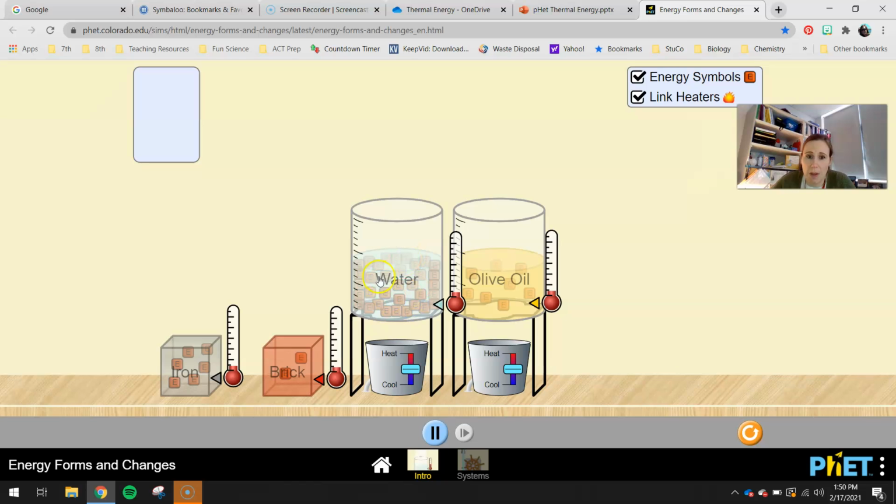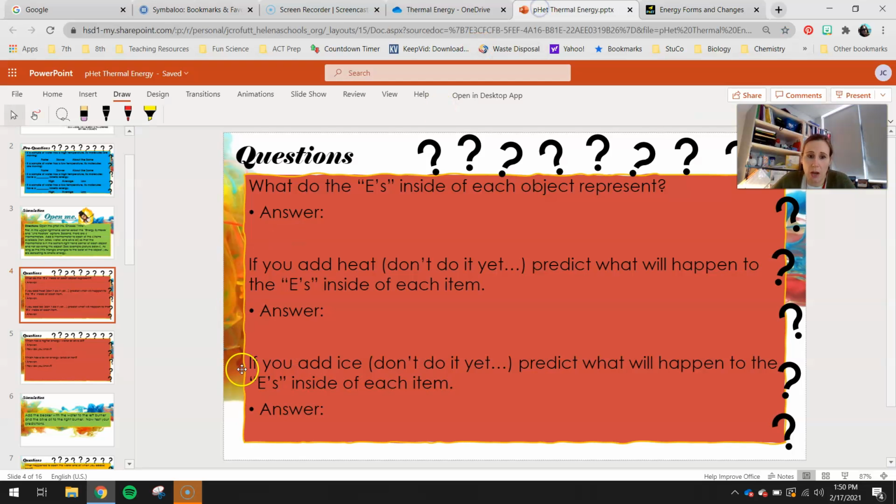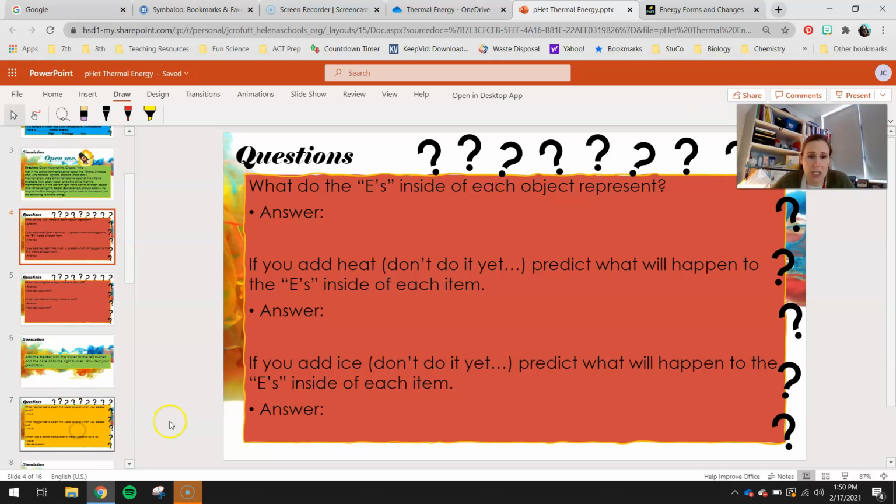So if we turn the heat up on this and raise the temperature, what's going to happen to the energy? And same if we lower it. So if I drag this down, I should see both of them are cooling off. Okay, so test your predictions.